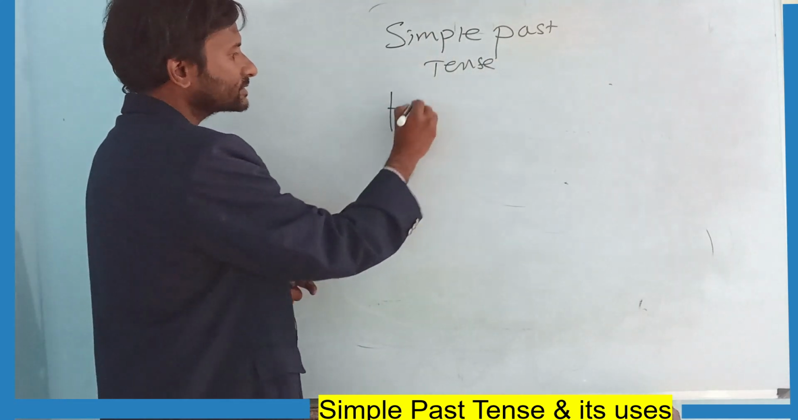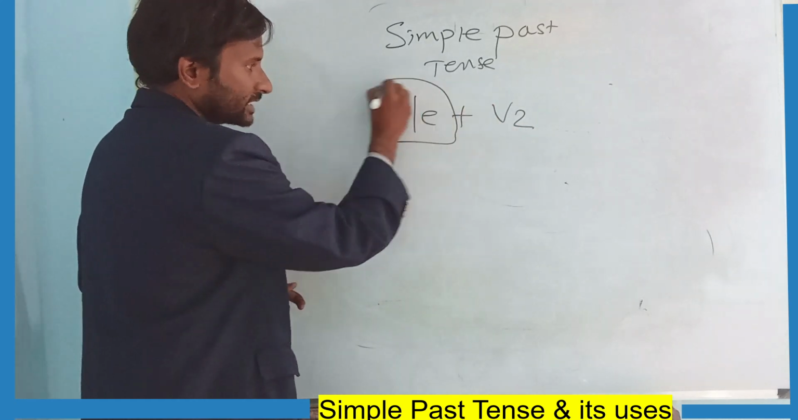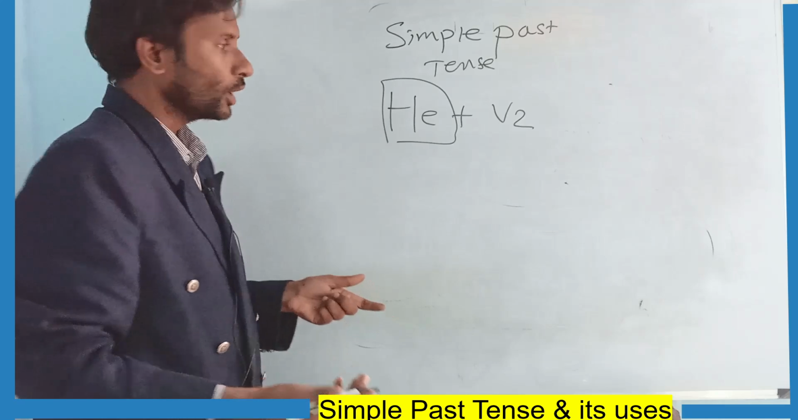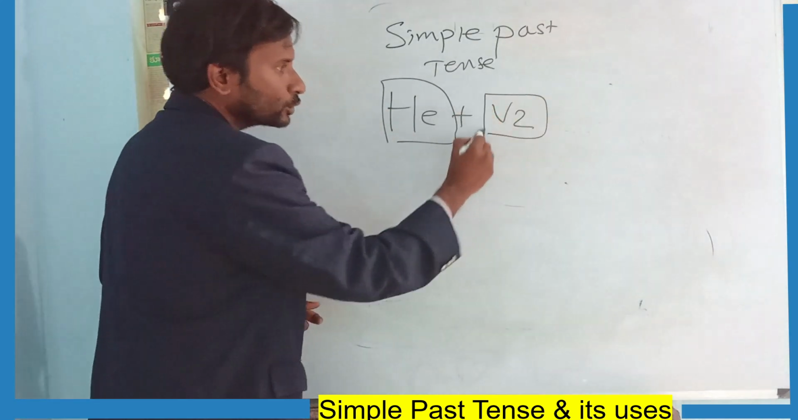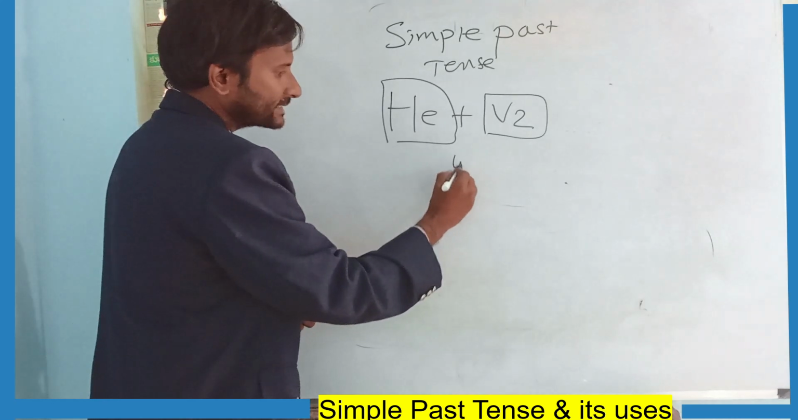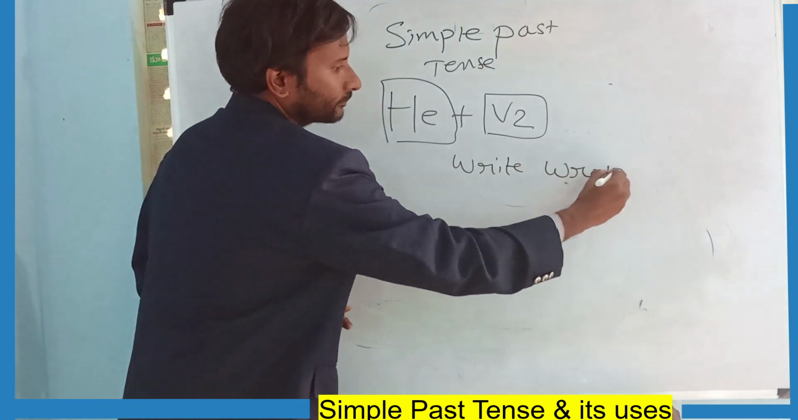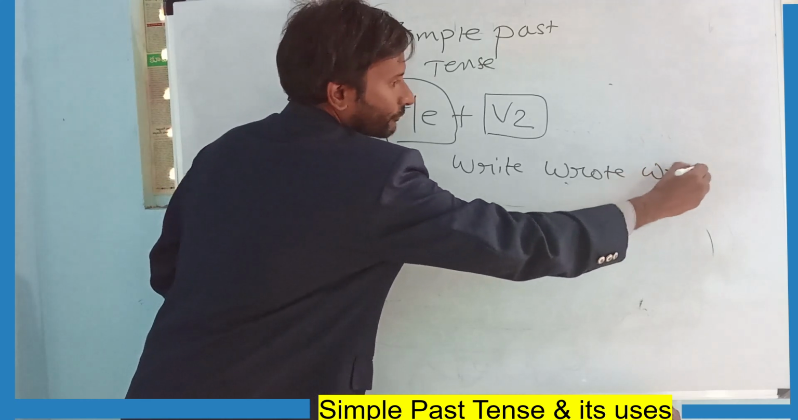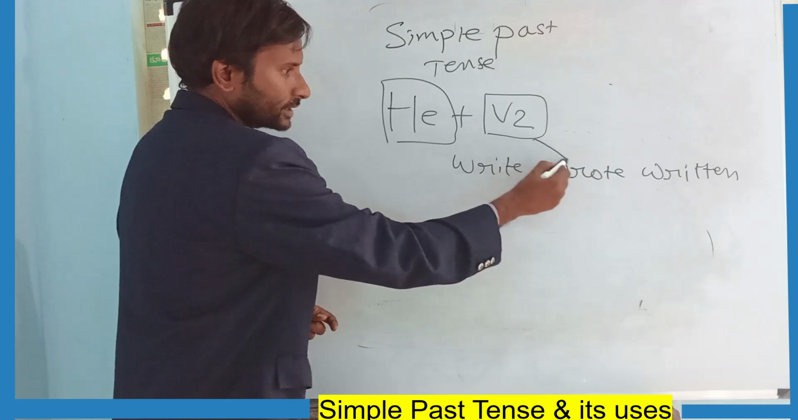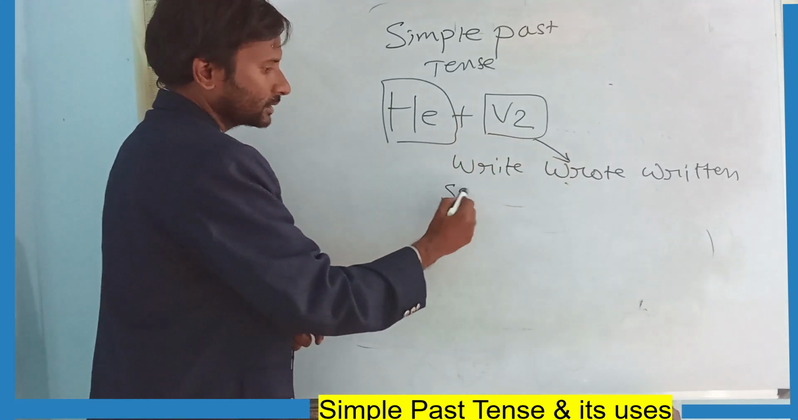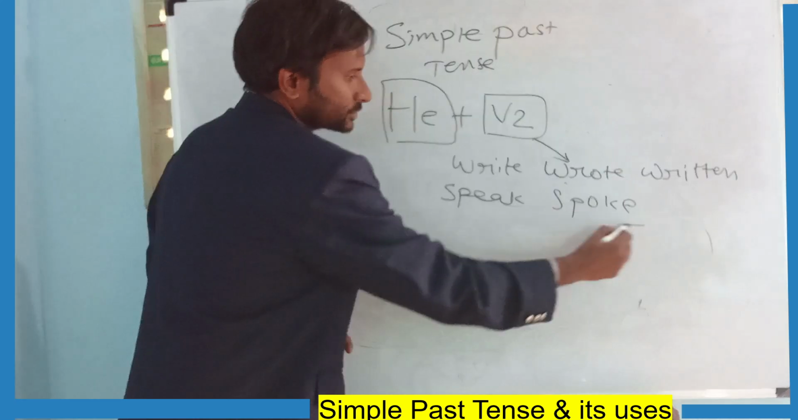Now the structure is subject plus V2. Okay? Subject, he, she, it, they, you, whatever the subject, you will use it along with the V2. What is V2? For example, write, wrote, written. Okay, these are the V1, V2, V3. Write, wrote, written. So V2 is wrote. Speak, spoke, spoken. Okay, V2 is spoke.